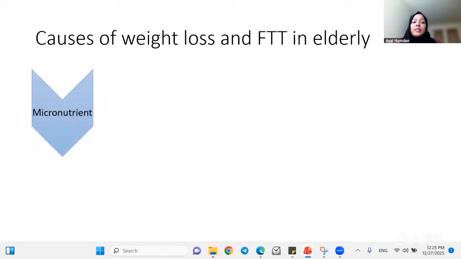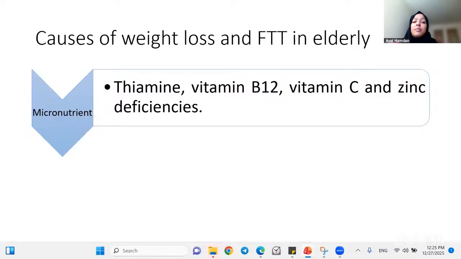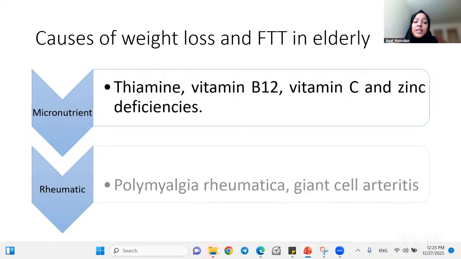Always keep in mind the micronutrient. It might be so clear and it might be so ambiguous, because sometimes they present with symptoms and sometimes they don't. Think about thiamine, vitamin B12, vitamin C, and zinc deficiencies. Lastly, think about rheumatic disease if you got any polymyalgia rheumatica, giant cell arthritis.